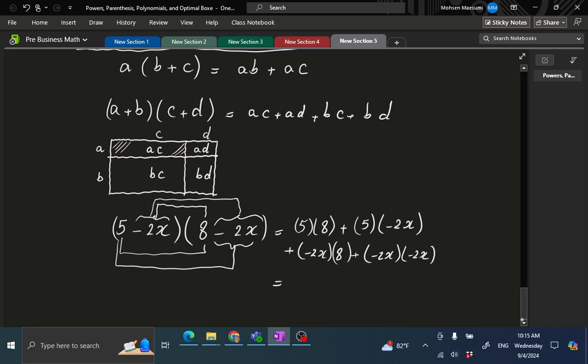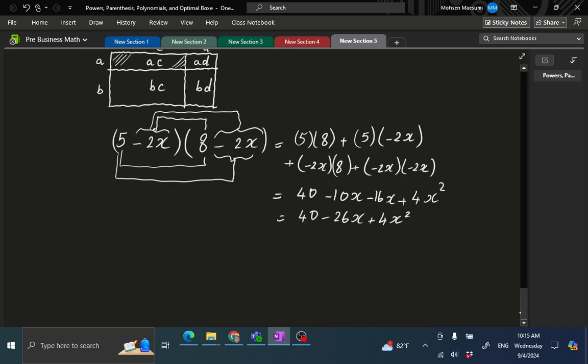Now I simplify. 5 times 8 is 40. 5 times minus 2x is minus 10x. Minus 2x times 8 is minus 16x. Minus 2x times minus 2x: minus 2 times minus 2 is 4, x times x is x squared. We simplify to 40 minus 26x plus 4x squared.